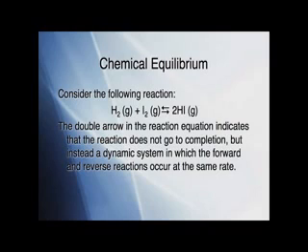The key is that the rate of the forward reaction equals the rate of the reverse reaction when equilibrium is achieved. It does not mean there are equal amounts of hydrogen iodide and the reactants hydrogen and iodine. It just means the rate at which the product is being formed is equal to the rate at which reactants are being reformed in the reaction.